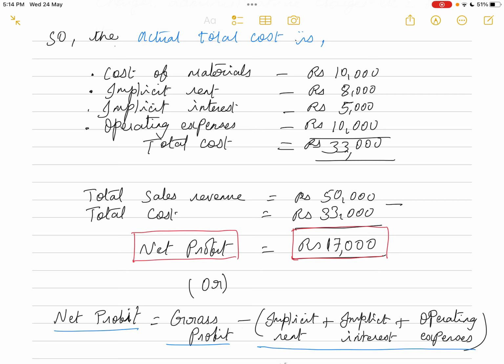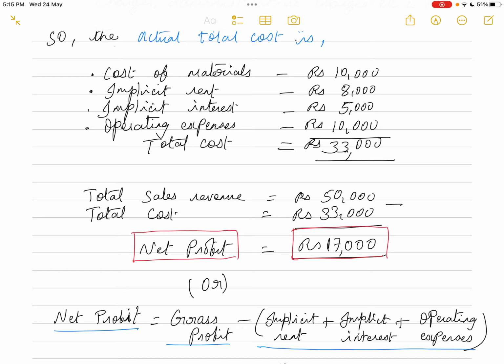So now the total sales revenue is 50,000 minus the total cost of rupees 33,000. So finally, what is the residual income? Rupees 17,000. So 40,000 is the gross profit. If you deduct all those other costs, then the net profit is only 17,000. This is the pure economic profit received by the producer. So now I think you can understand the difference between the gross profit and the net profit.